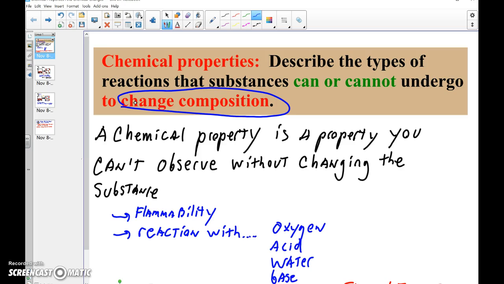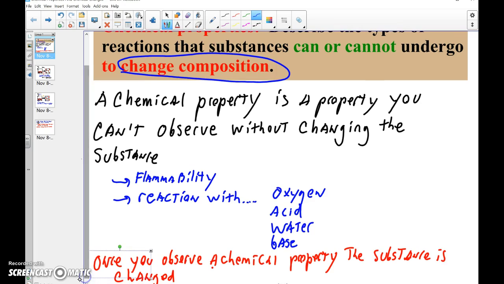But with a chemical property, the minute you try to figure out if it has it, the test will change the substance. Some examples, flammability, all right? You want to see if something will burn or not. So you light it on fire. Well, the minute you light it on fire, it is no longer the substance you started with. And if it doesn't light on fire, then it doesn't have that property.